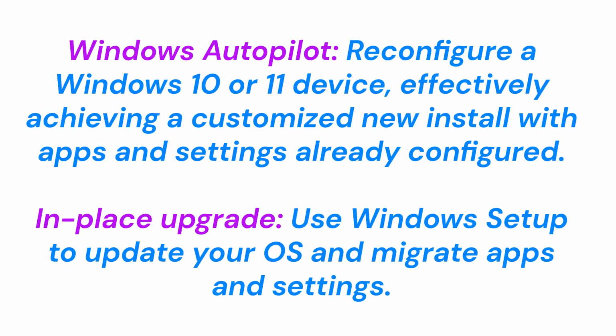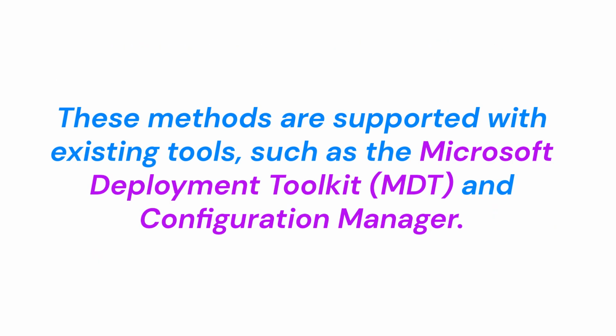Modern. Modern refers to the recommended method of deploying Windows clients. There are two modern deployment methods. What's notable about these methods is that upgrades, migrations, and new deployments can usually occur without the need to reinstall the OS or reimage the device. These methods include Windows Autopilot: reconfigure a Windows 10 or 11 device, effectively achieving a customized new install with apps and settings already configured. In-place upgrade: use Windows Setup to update your OS and migrate apps and settings. These methods are supported with existing tools, such as the Microsoft Deployment Toolkit, MDT, and Configuration Manager.